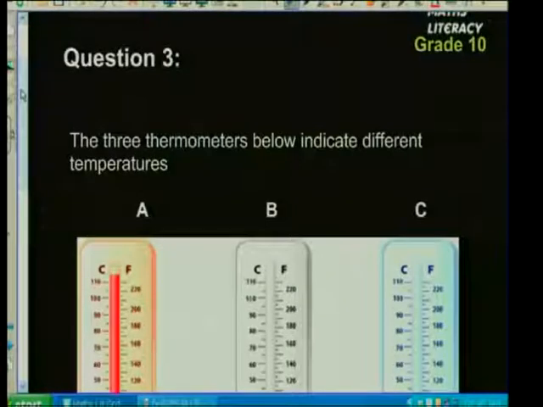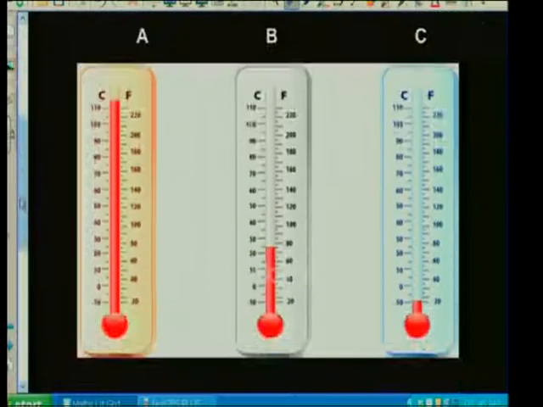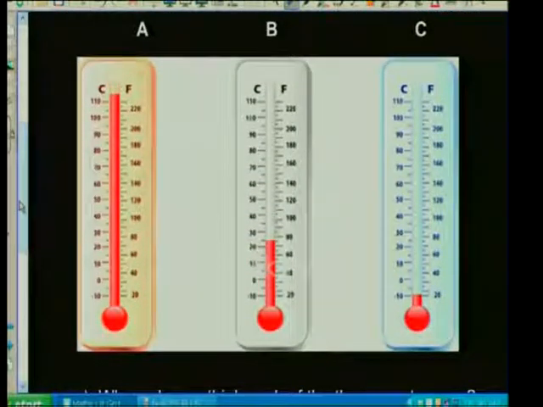There are 3 thermometers below and they indicate different temperatures. So whenever I get a picture, what I like to do is analyze the picture, analyze the table, analyze everything before we carry on with the questions. So I've got 3 thermometers, A, B, and C.